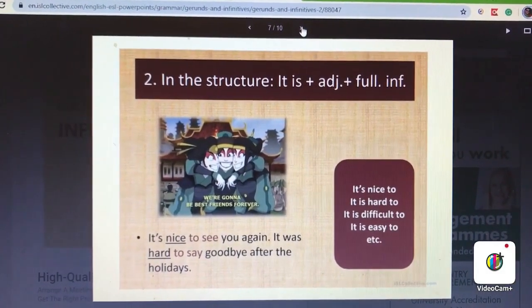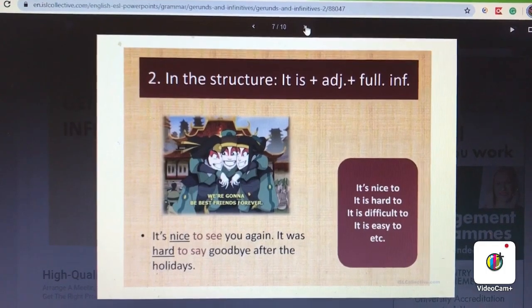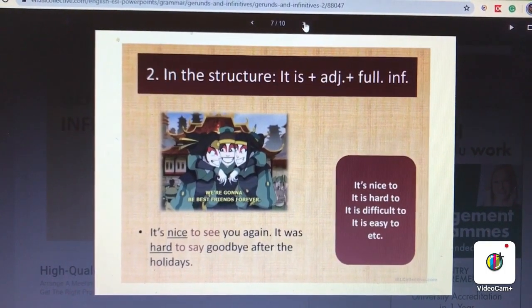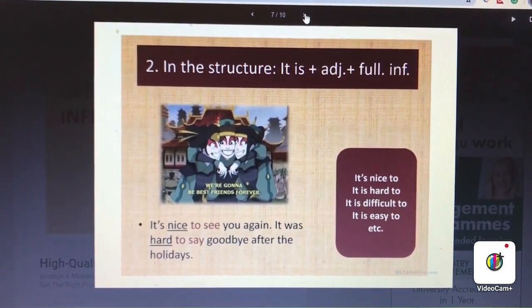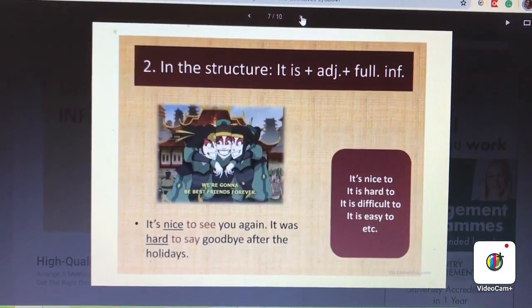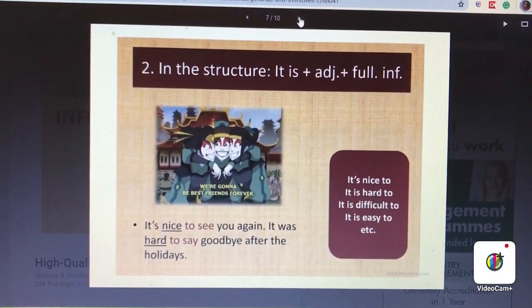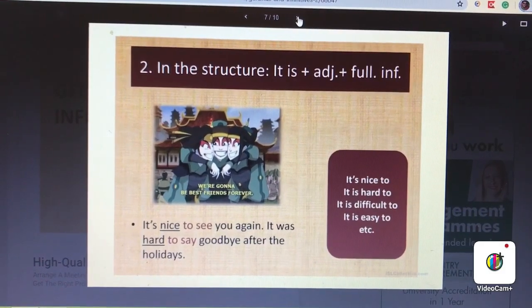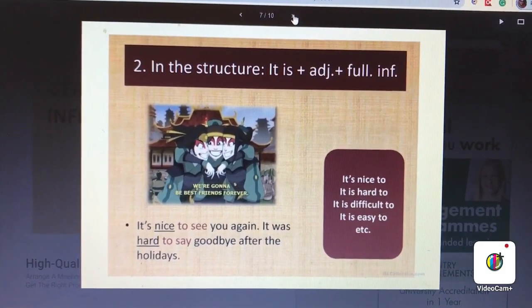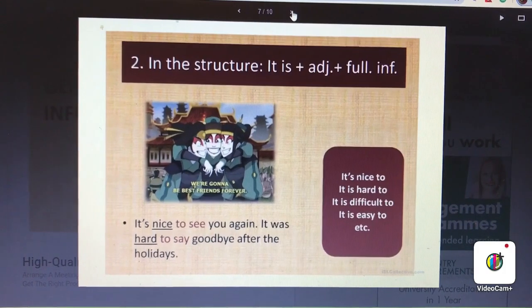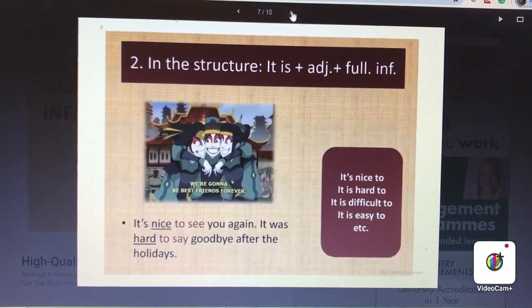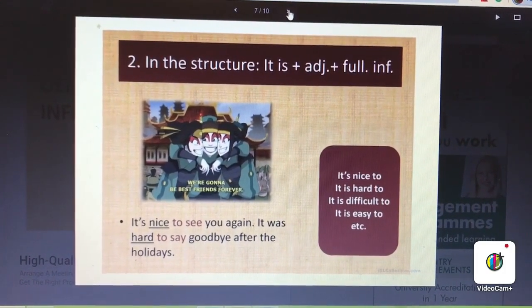Let's check how we can use infinitives with adjectives. It's nice to see you again. It was hard to say goodbye after the holidays. In both these sentences, we are having adjectives before infinitives. We are not having a verb over here.